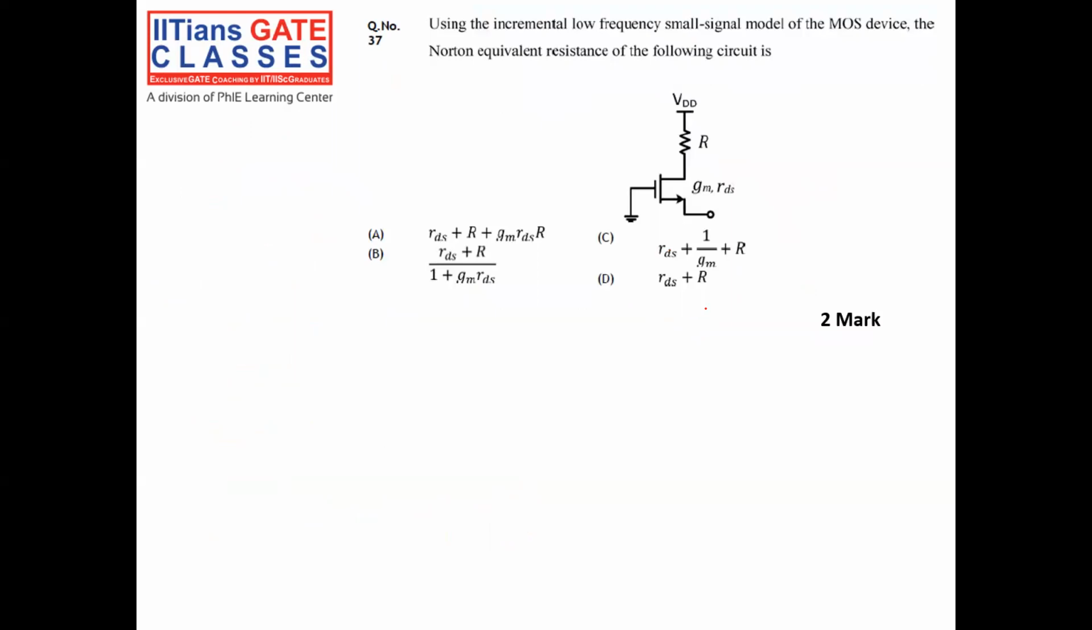So guys, using the incremental low frequency small signal model of the MOSFET device, calculate the Norton's equivalent resistance of the circuit. Okay, so what does it want to calculate? It wants to calculate the resistance looking from this source. Okay, the small signal resistance. Okay, so let us see how we will calculate it.